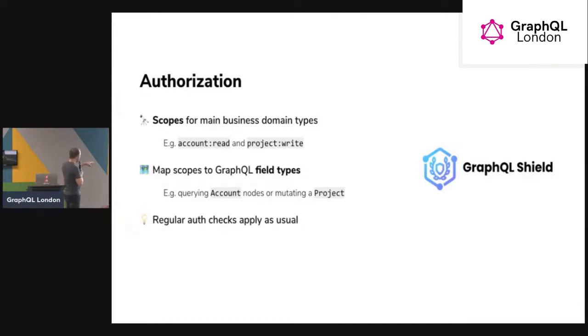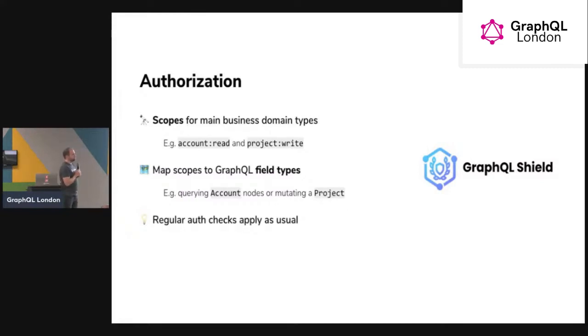And then you map those scopes to GraphQL field types, so the account type, or the project type. The naive thing, which is what I actually started out with, is to map scopes to individual fields. So say I have a project field, and then I say only if you have a project read and write scope, then you can query for that field.